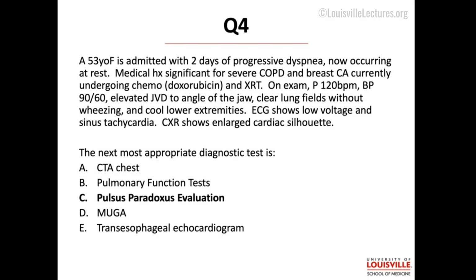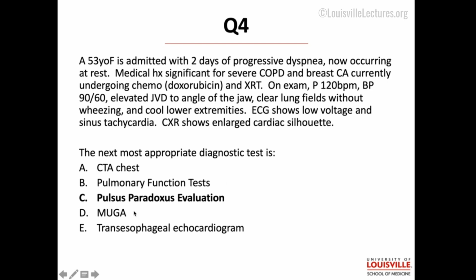And the most expedient bedside test, which should be done immediately, is the pulsus paradoxus evaluation. CT of the chest to look for a PE would be reasonable, but I've steered you away from that by showing you this enlarged cardiac silhouette and low voltage. Pulmonary function tests are not going to help us in the acute situation.